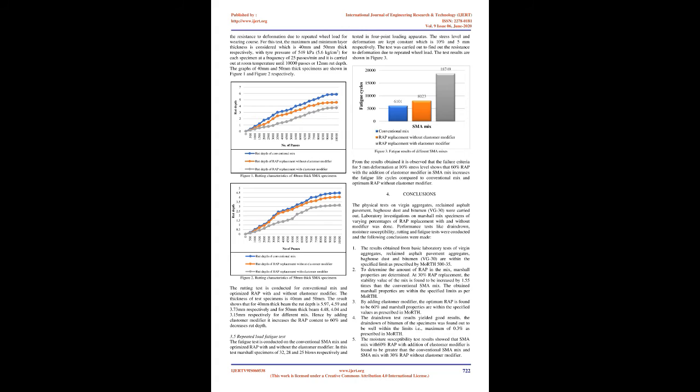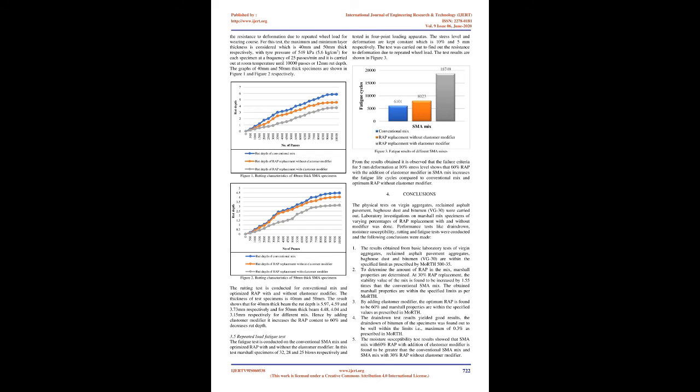3.4 Rutting characteristics. The rutting tests are conducted on the conventional SMA mix as well as for the SMA mix with optimized wrap with and without elastomer modifier. The test is carried out to find out the resistance to deformation due to repeated wheel load for wearing course. For this test, the maximum and minimum layer thickness is considered, which is 40 mm and 50 mm thick respectively, with tire pressure of 549 kPa, 5.6 kg per square centimeter, for each specimen at a frequency of 25 passes/min, and it is carried out at room temperature until 10,000 passes or 12 mm rut depth.